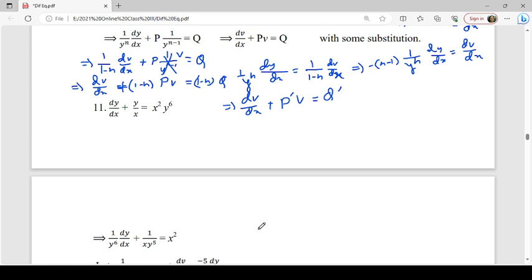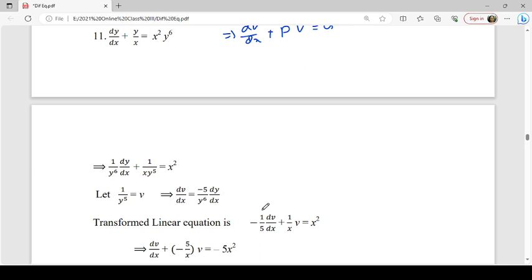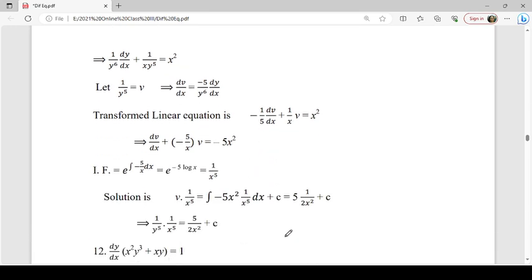So we are putting 1 by y to the power 5 as v. So 1 by 5, this is v, then dv dx is this one. Then the transformed linear equation is, in place of dy dx we write minus 1 by 5 dv dx plus 1 by x v is equal to x square. So our new p is minus 5 by x and new q is minus 5x square. Now it is reduced to a linear equation.